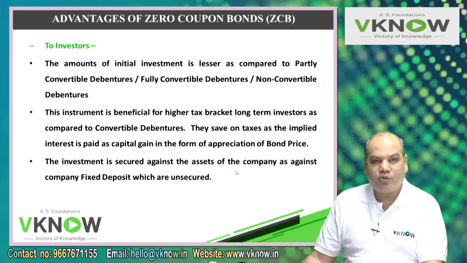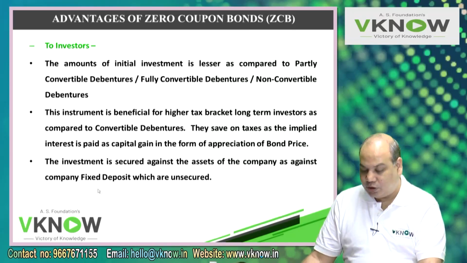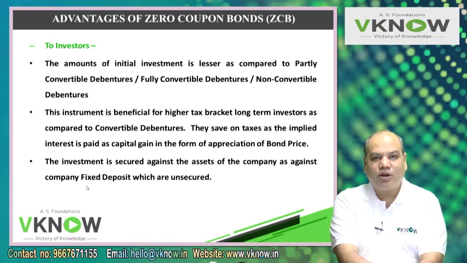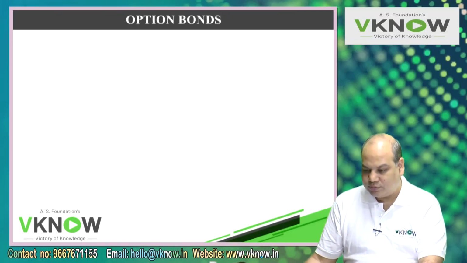So the zero coupon bond or deep discount bond are usually secured instruments. That means in case the company does not pay the principal amount on maturity, the investor can go to the court, can get the asset sold and recover their money. But if you invest in the company fixed deposit, the student of law will remember there is something called company fixed deposit. Company fixed deposits are unsecured instruments.